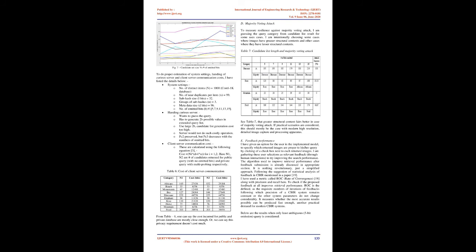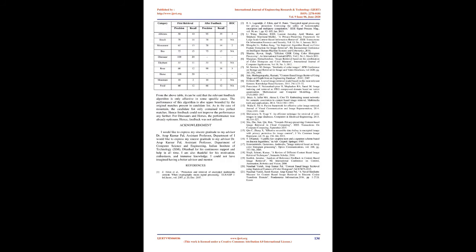Client-server communication cost is calculated using the following equation 3. Cost equals Ni times D plus L, for i equals 1, 2. Here N1, N2 are the number of candidates returned for the public query, with no omitted bits, and the private query with multi-probing, respectively. From Table 6, one can say the cost incurred for public and private database are mostly close enough. Or, we can say this privacy requirement doesn't cost much.